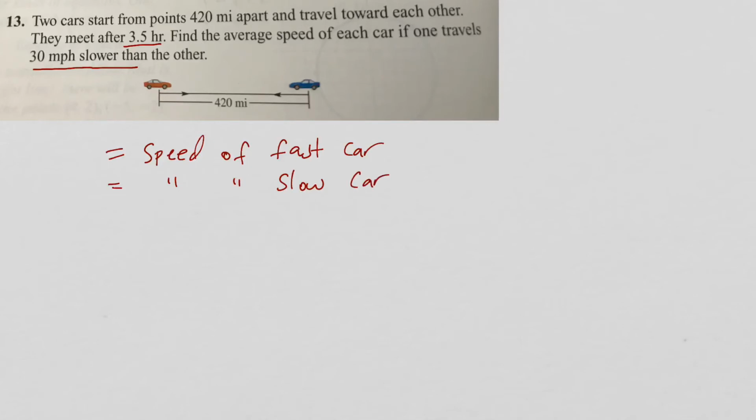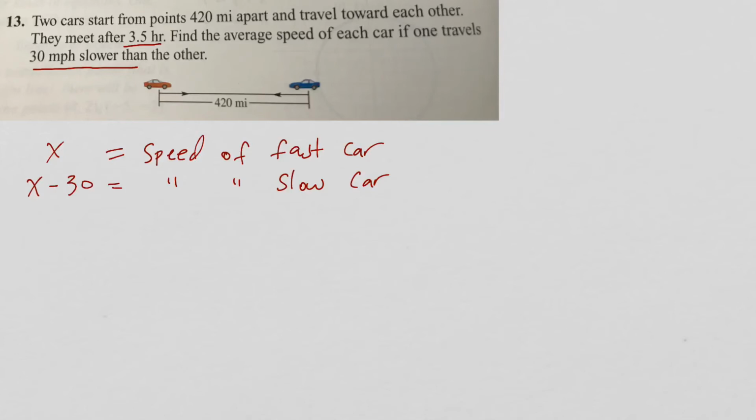Okay, number 13. Here we have they're both going for 3.5 hours, and one car travels 30 miles slower than the other. So why don't I say equals speed of fast car and speed of the slow car. We'll call this one X. The other is 30 miles per hour slower, so X minus 30.